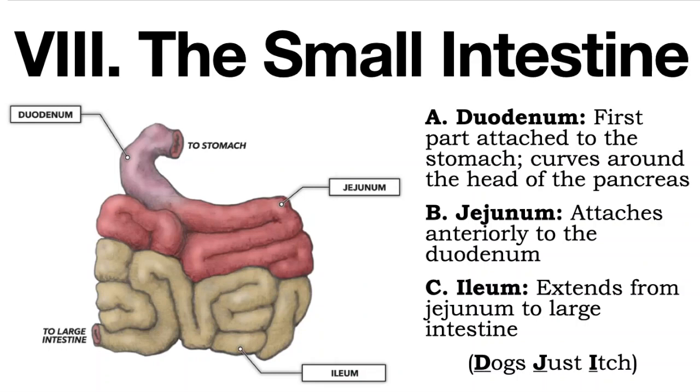Now, the small intestine is going to be broken down into three main parts. You can remember this, such as dogs just itch. D goes first, the duodenum, jejunum, then ileum. Think of ileum like iliac crest, which is more where the hips are. So dogs just itch. The duodenum is going to be the first one, attached to the stomach. Then it's going to move to more of the anterior jejunum. And then the last part is the ileum, which connects to the large intestine.